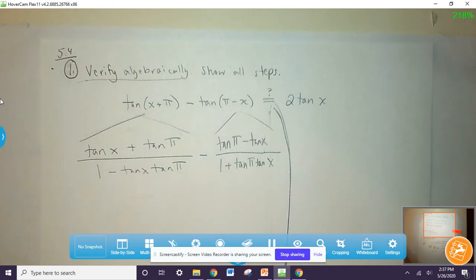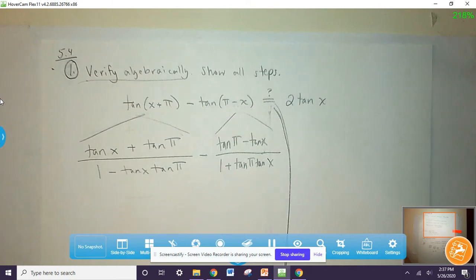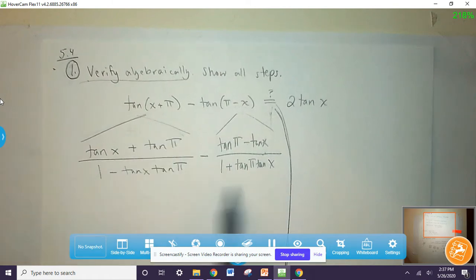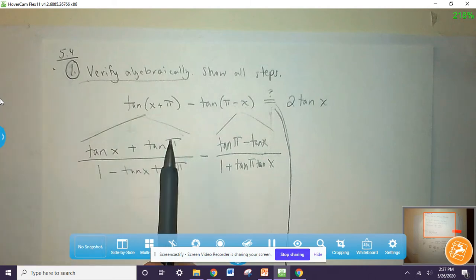This looks like a mess. I would say it even looks worse than what we started with, but it's actually quite nice once you know the next step. So to help you with the next step, I'll ask you a question. How many variables are there on this side right now? The answer to that is 1. The only variable in that entire expression is x, because pi is not a variable. Pi is a number, and in particular, it's an angle.